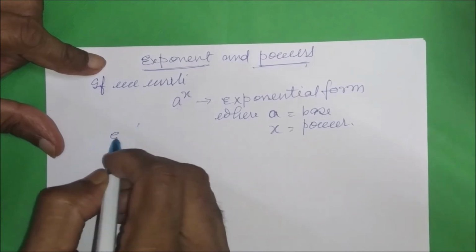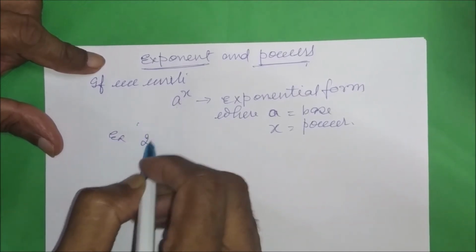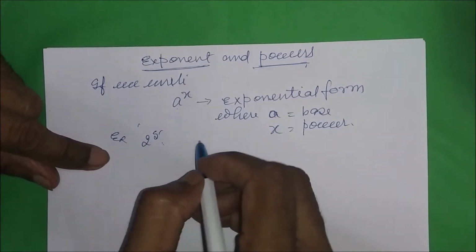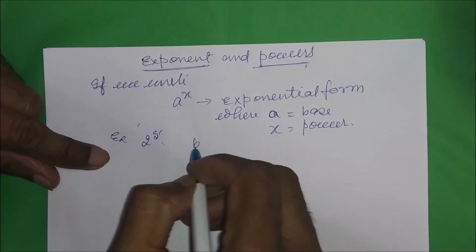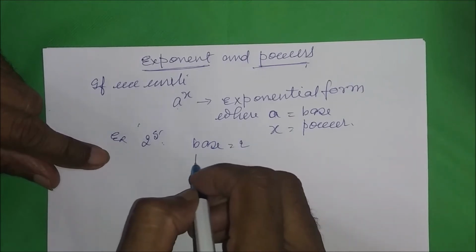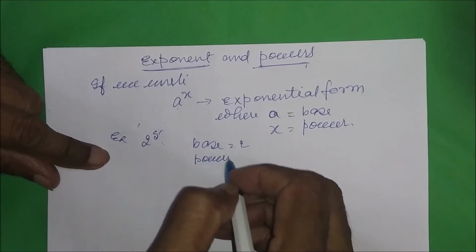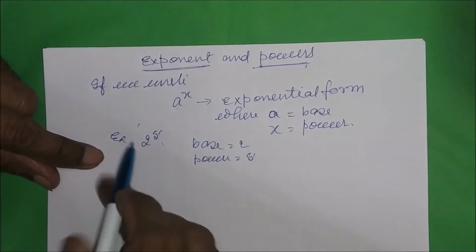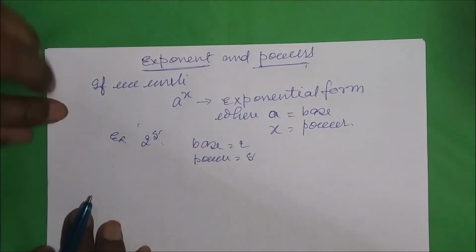For example, you can say 2 to the power 5. So this is known as the exponential form, where the base is equal to 2 and the power of that base is 5.